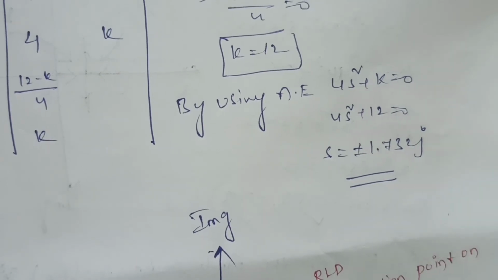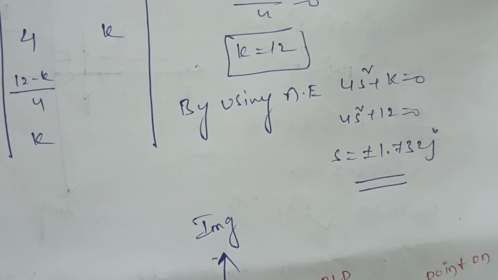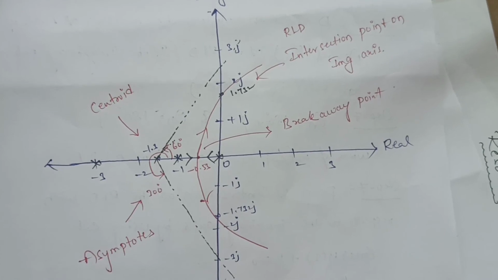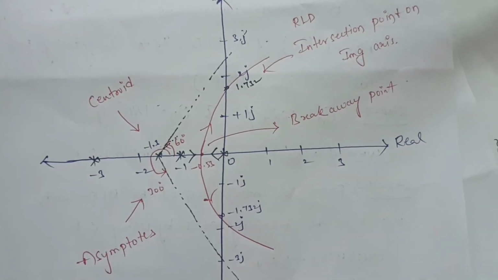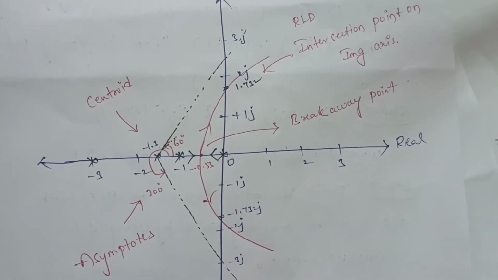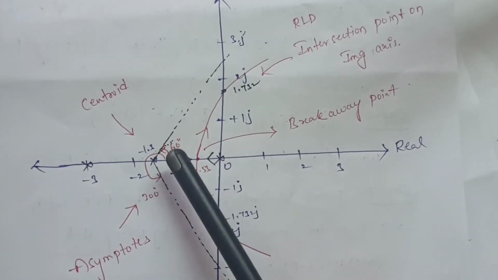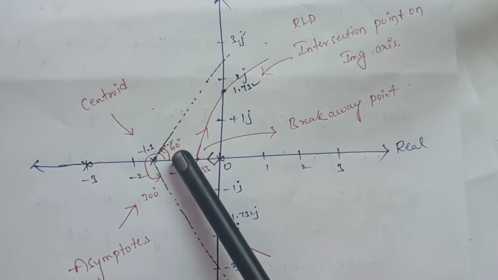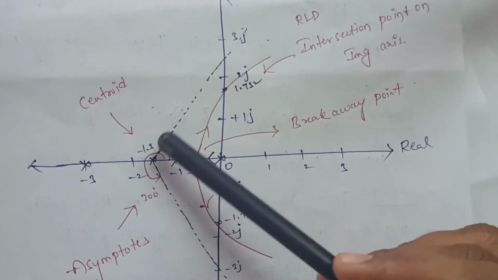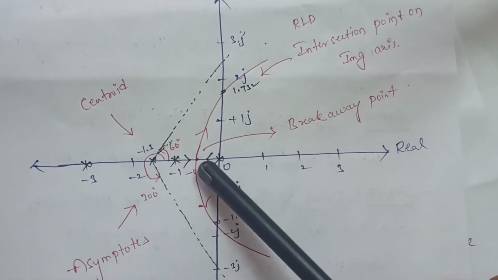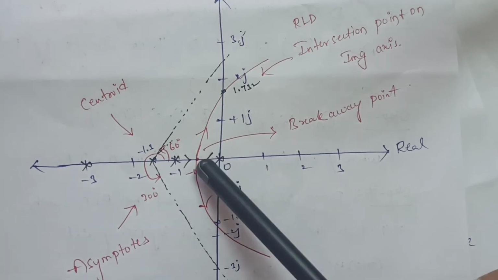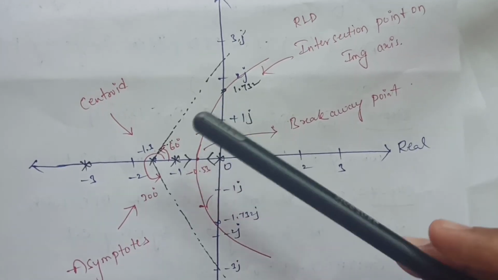Now coming to the exact figure of the root locus. If you observe carefully in this root locus diagram, this is the centroid point. From the centroid point I am taking some angles, that is 60, 180 and 300 degrees. Now this is nothing but the breakaway point. From this breakaway point we need to draw the root locus diagram.